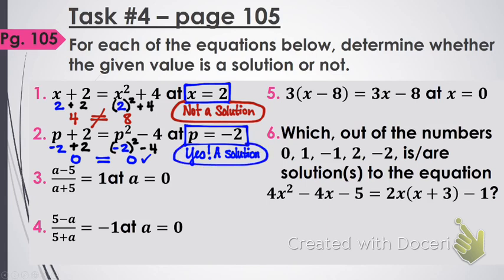What about on number 3? Not a solution. What happens when we put 0 in the place of A? Yes, we get -5 over 5, which comes out to be -1. But what was there after the equal sign? A positive 1. So not a solution.